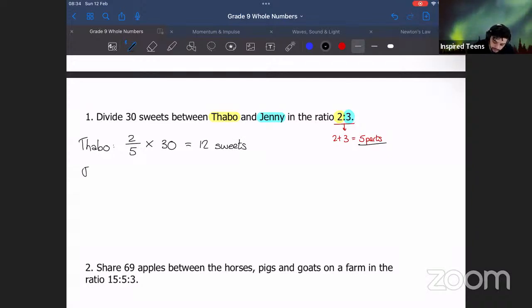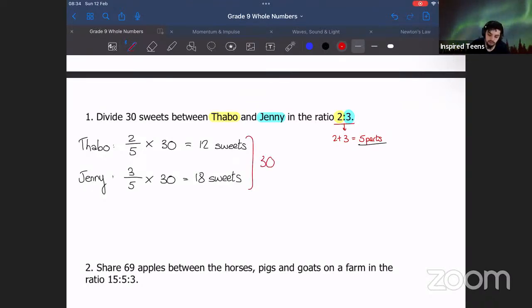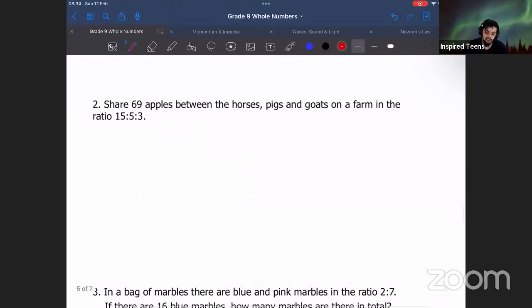Then for Jenny, her parts are 3 out of the total 5 that's available, multiplied by the total amount of sweets, and we get, of course, 18 sweets for Jenny. And that's done. You can, of course, check your answer by adding these 2 up, and they will add up to 30 total. So that's sharing ratios, 2:3 ratio. Let's look at one with 3.